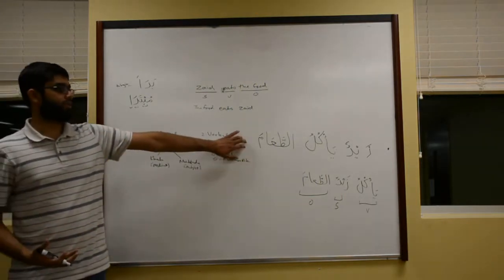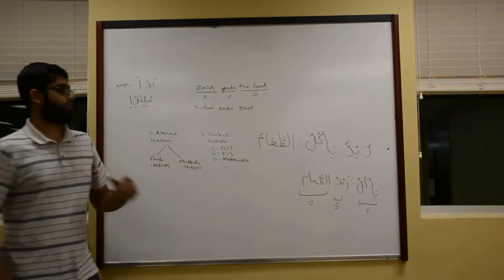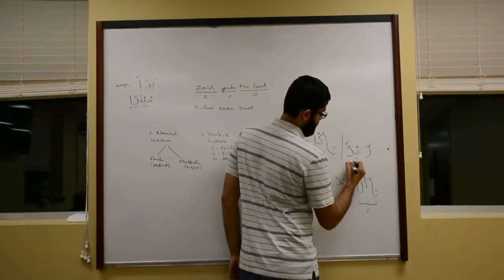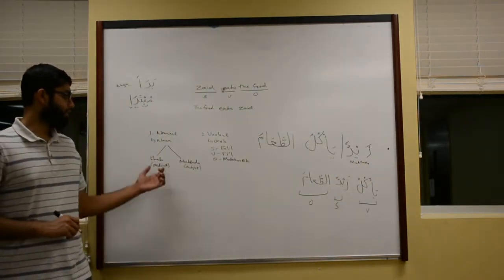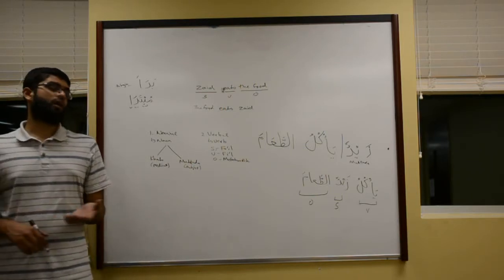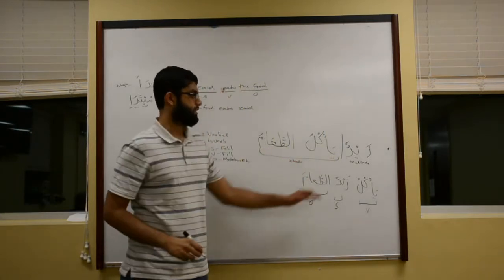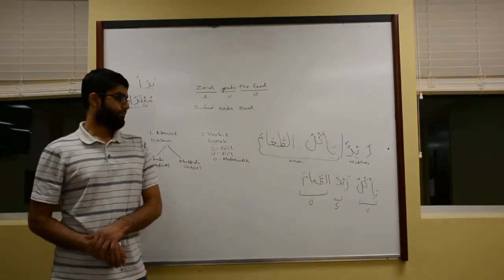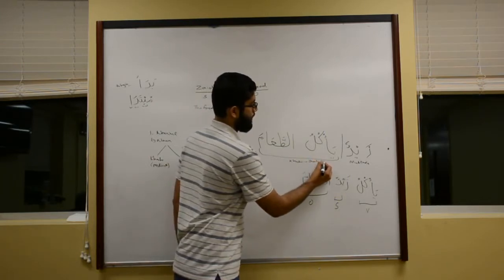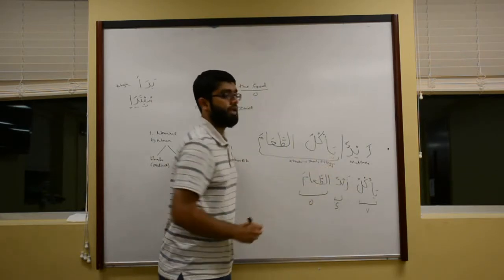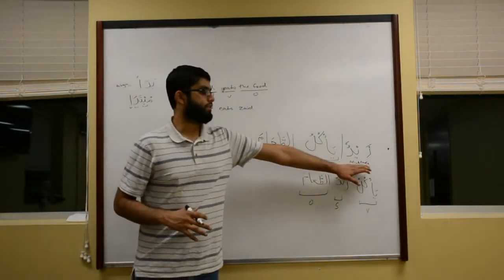So going back to this. Zayd yakul al-ta'am. Where is my mubtada? Zayd. Okay. So Zayd, I can put a line here and say this is my mubtada. Now I need a khabar. So where is the khabar? Yakul al-ta'am. Okay. Yakul al-ta'am is the khabar to Zayd. And actually the khabar is a jumla fi'liya. So what that means is that the verbal sentence is coming as a khabar to this nominal sentence.